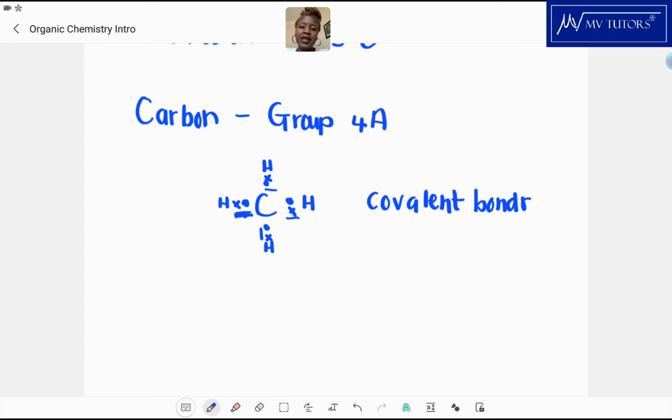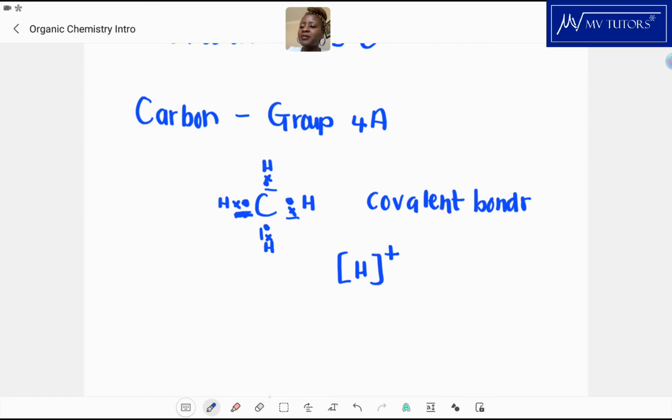It's different from ionic bonds, where the weaker element with the least ionization energy gives away its electron, and the one with the highest ionization energy takes or accepts the electron. So then you start having elements that have charges. Maybe you'll have hydrogen. If it gives away its electron, it will be positive.